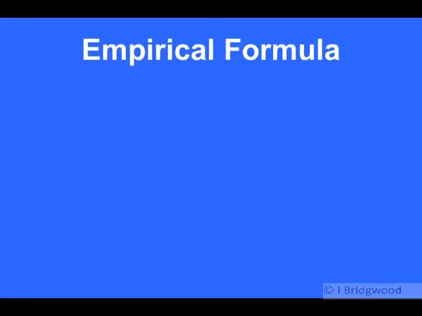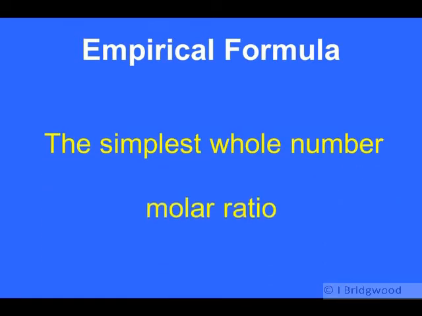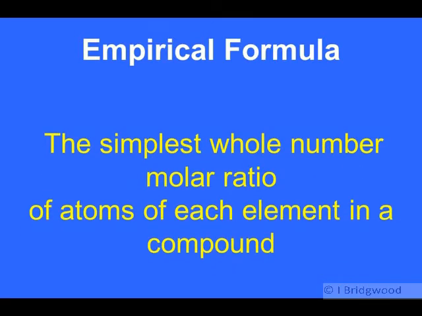Talking about moving on, here we go with empirical formula. Definition: the simplest whole number molar ratio of atoms of each element in a compound. You might have just come across it as the simplest whole number ratio of atoms of each element in a compound. That molar is not absolutely essential, but I like to put it in because it clarifies exactly what you have to do when determining an empirical formula.